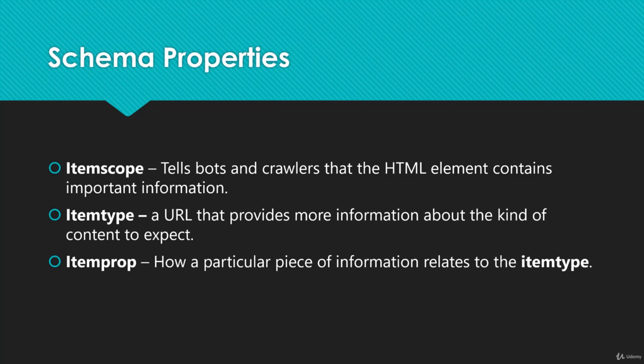The last property is item prop, which is an attribute you set to specify how the element is related to the item type. It gives you the ability to fully describe the content. These three attributes are the attributes you'll use the most when adding microdata to your templates. It may seem kind of confusing at first, but you'll get the hang of it once you start adding them.